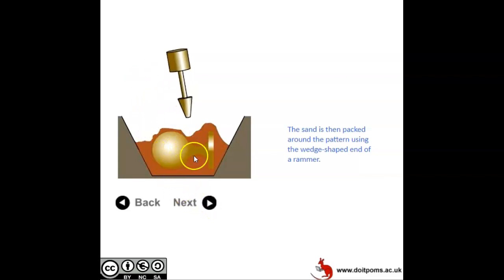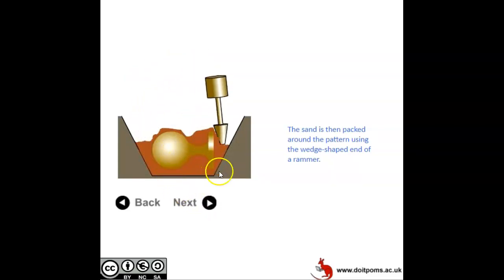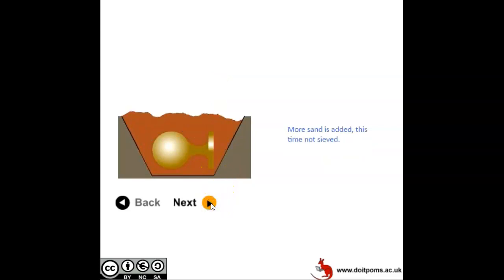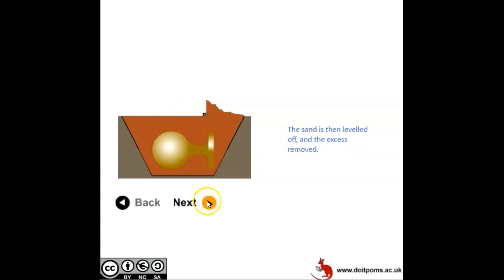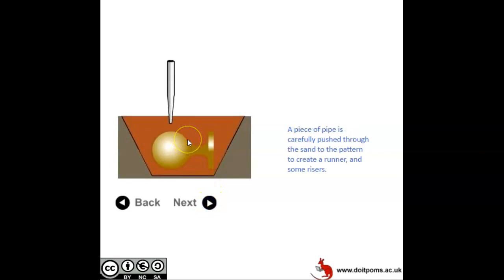We compact the sand by using a wedge-shaped rammer. And we add more sand and perform the same operation again, and then we ram it. After doing that, we level the sand. And we need to drill some holes where we can pour the molten metal. So we need to make sure we do it carefully so it doesn't damage the structure.